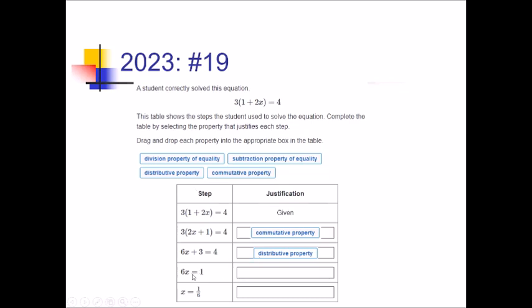For the next one, it looks like they subtracted 3 from both sides to get rid of this 3 and get a 1 on the other side. So that's our subtraction property of equality. That's kind of straightforward there. And then the last one, we had to divide by 6 to get x by itself. So that's the only one that's left, the division property of equality.